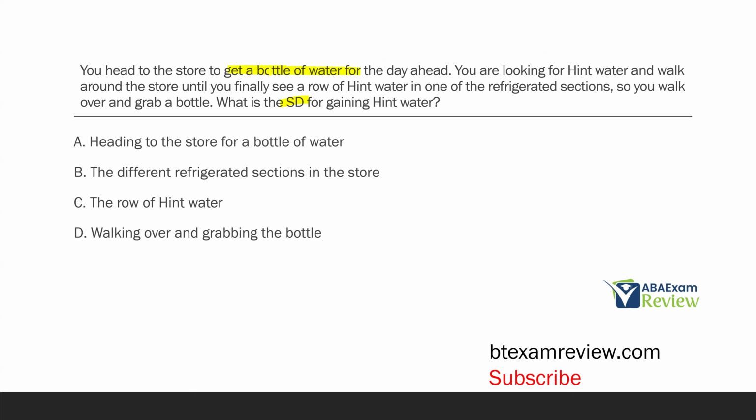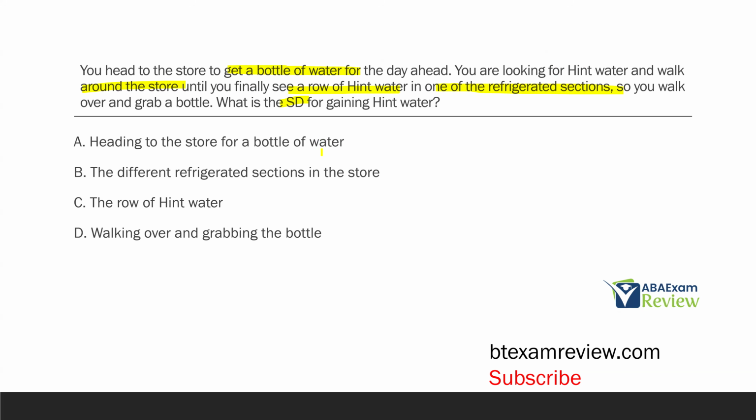So we need an SD that's going to signal to us that that bottle of water is available. So what do you do? You walk around the store, you see the row of Hint water in a refrigerated section. What is signaling to you that that Hint water is now available? Well, you can see it in the refrigerated section. When you see the water, that signals to you that by walking over and grabbing a bottle, you're going to receive reinforcement. So the question asks, what is the SD for gaining Hint water?